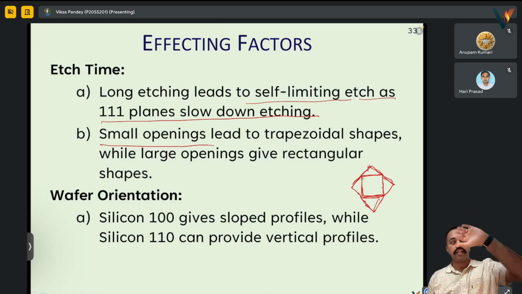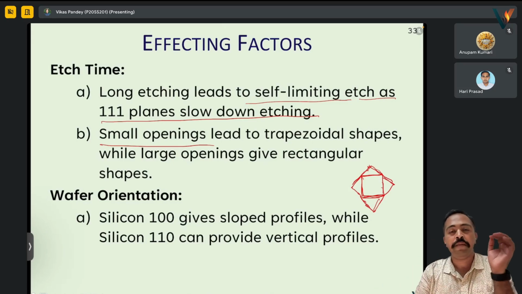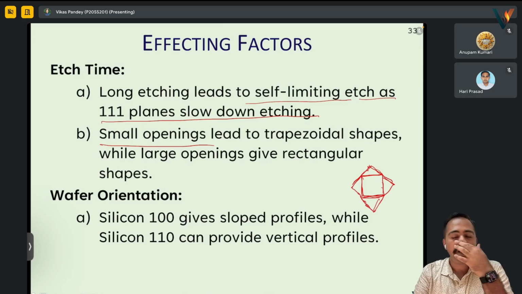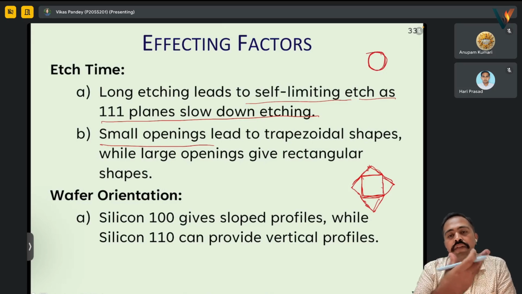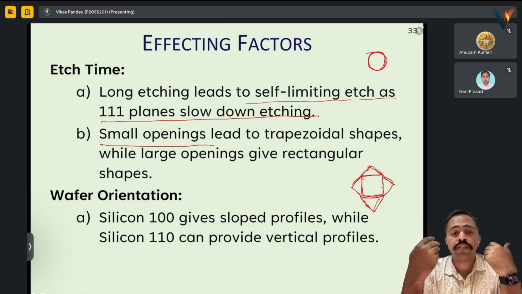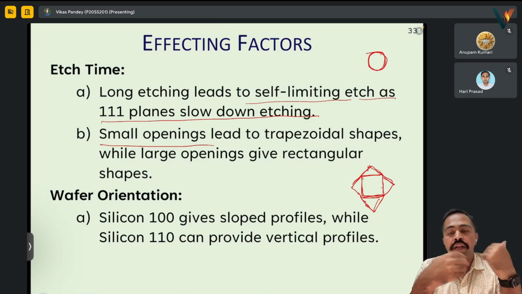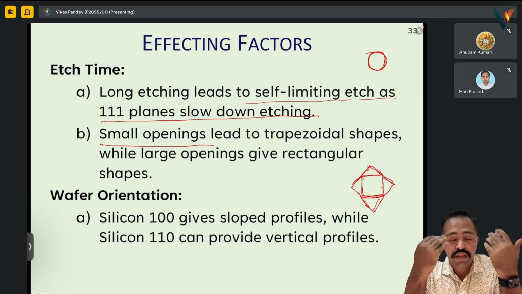So if seen from the bottom, from the side, it will be a trapezoid shape. While if you have a big rectangular opening, it will give you a rectangular shape. Even if you have a circular opening, after etching for a longer time, you will get a square shape since it is stopped by the 111 plane, and that will lead to a square, rectangular shape on the top.